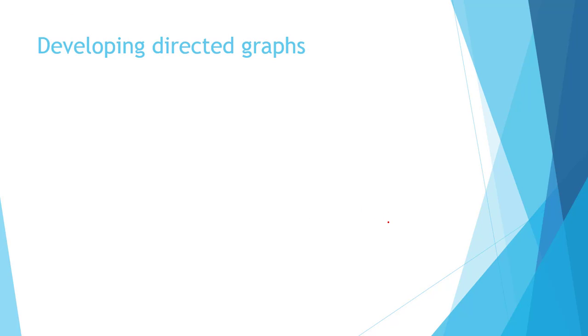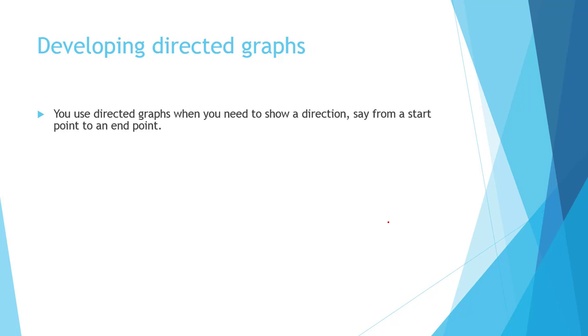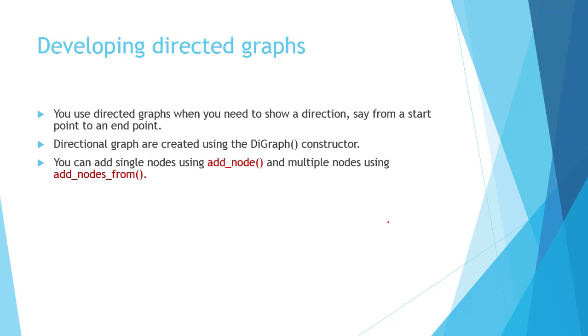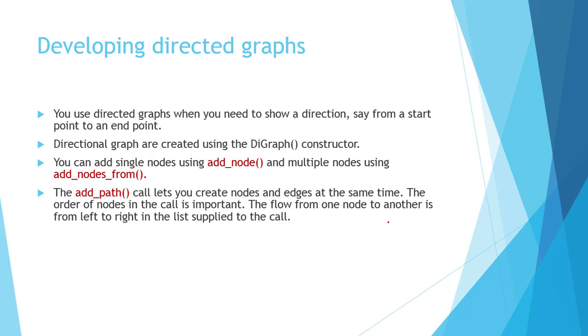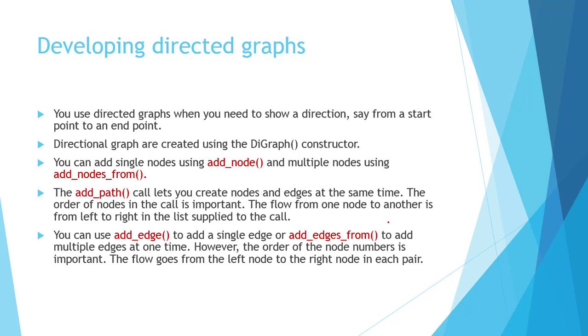Next we will see how to develop the directed graphs. So for that we have to use the directed graph when we need to show a direction from one node to another, say from a start point to the end point. So directional graphs are created using the DiGraph constructor. So we can add a single node using add_node and multiple using the add_nodes_from method as we have used earlier. The add_path call lets you create the nodes and edges at the same time. The order of nodes in the call is important. The flow from one node to another is from left to right in the list supplied to the call.